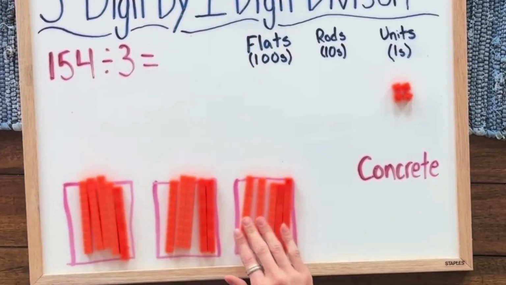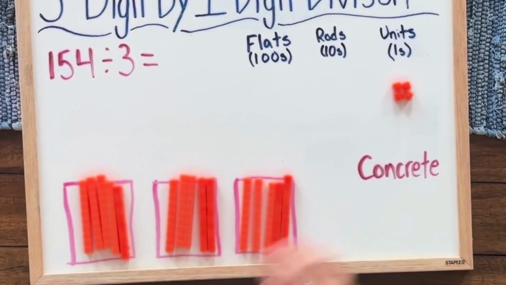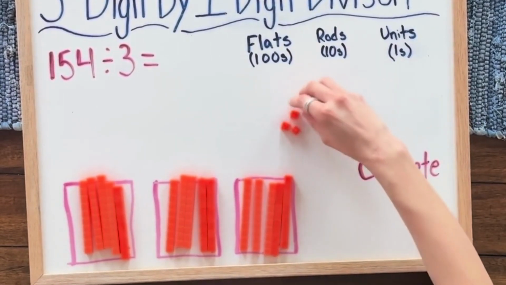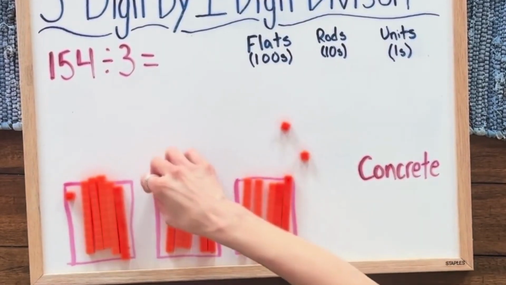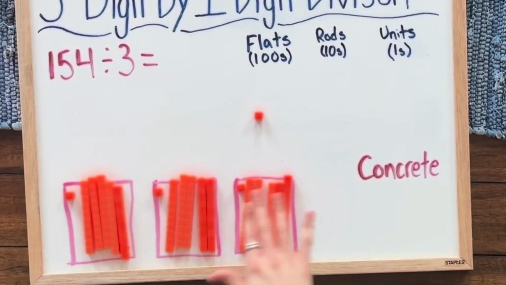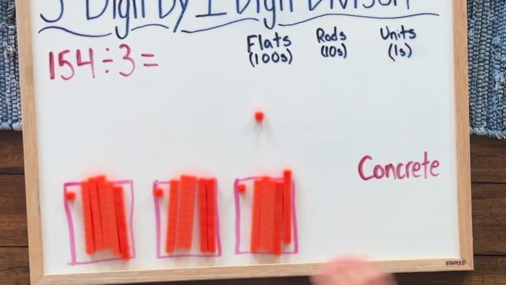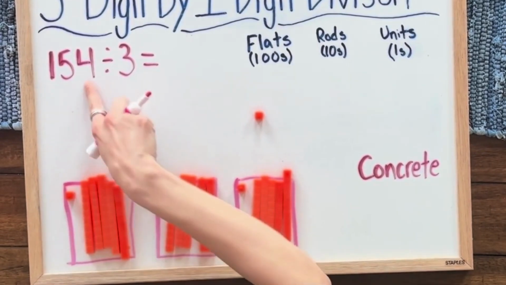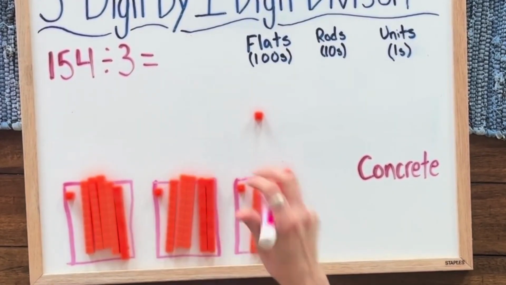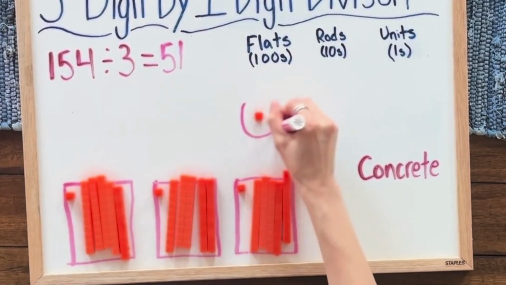Alrighty, so you can see here that 5 rods are evenly distributed into the 3 groups. Now we have our units. If we put 1 unit here, 1 unit here, 1 unit here, we have 1 remainder. So in our groups, we have 5 rods and 1 unit. So our answer for 154 divided by 3 would be 51 with the 1 remainder.